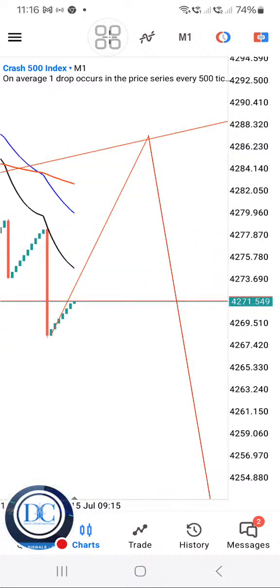Thank you for the indicator settings, Mr. DC. I have lost them. Okay, they are still there. We still have them. The indicators are still here.